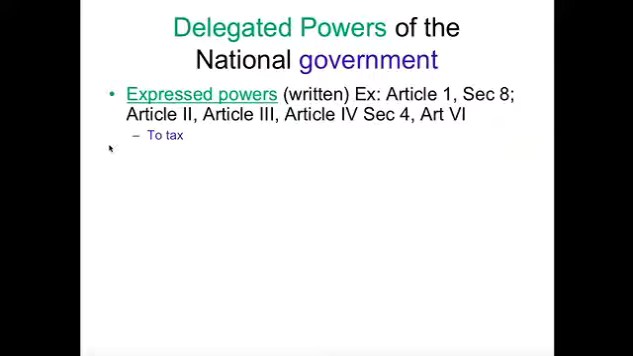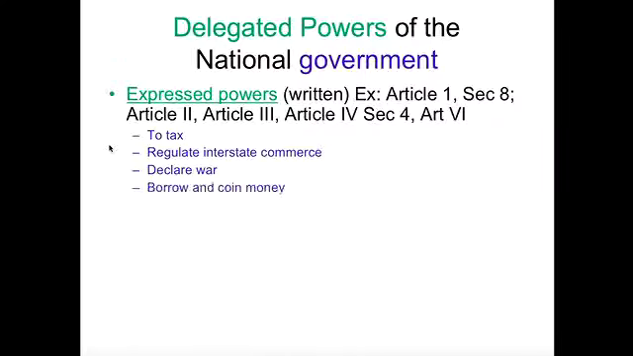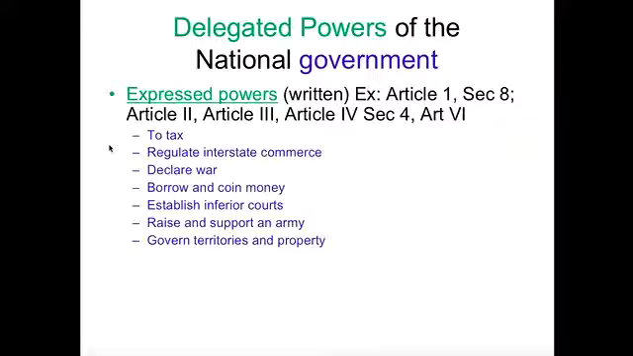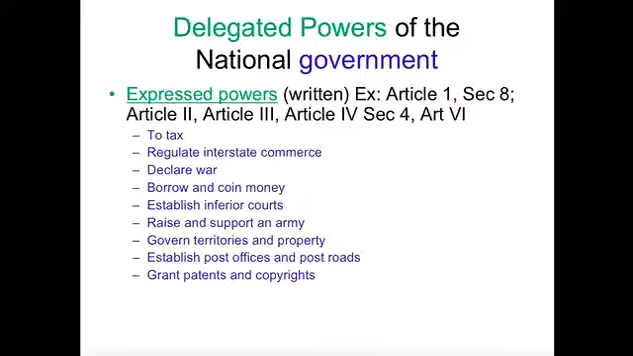So these are things specifically listed in the Constitution. Congress has the power to tax, regulate interstate commerce, declare war, borrow and coin money, establish inferior courts, raise and support an army, govern territories and property, establish post offices and postal roads, grant patents and copyrights, fix standard weights and measures. They have the definition for treason, and they also discuss counterfeiting of money.